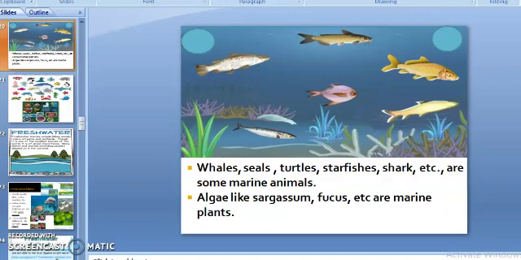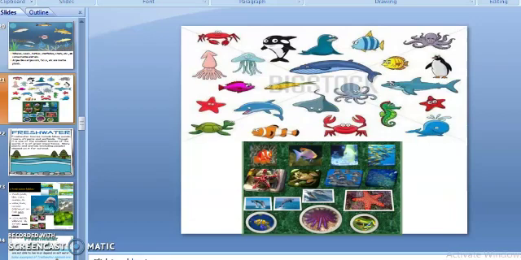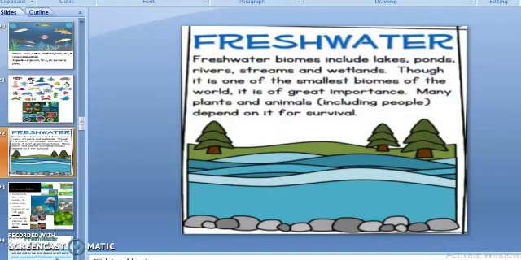Even algae like Sargassum, Fucus, etc. are marine plants. See, one more picture showing marine animals and plants too.